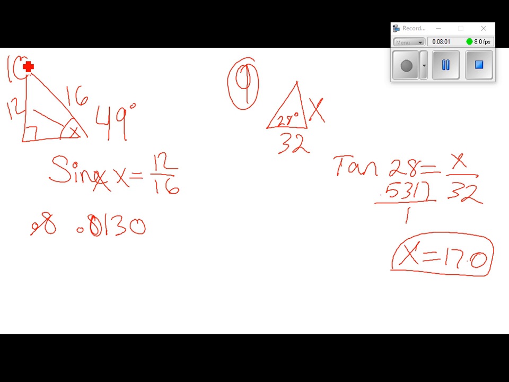Can I clear this? Can I clear it? No, not yet. So, I'm confused. Where's the answer at?